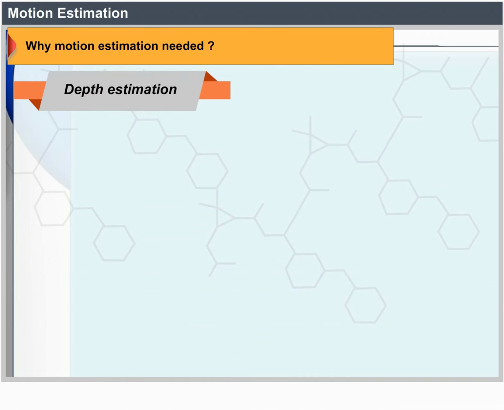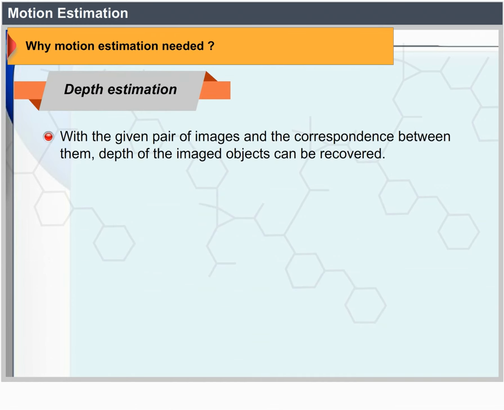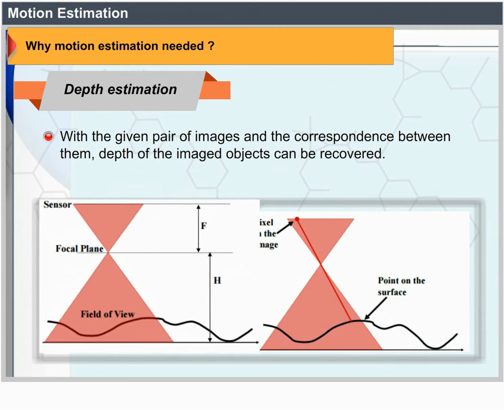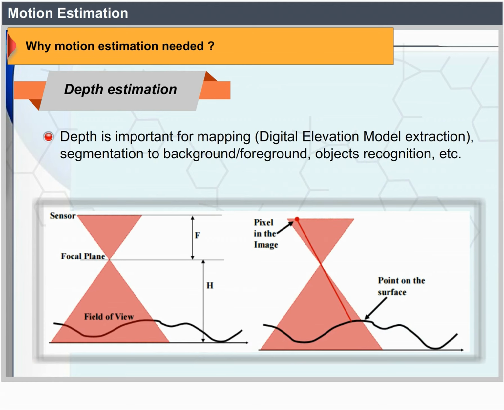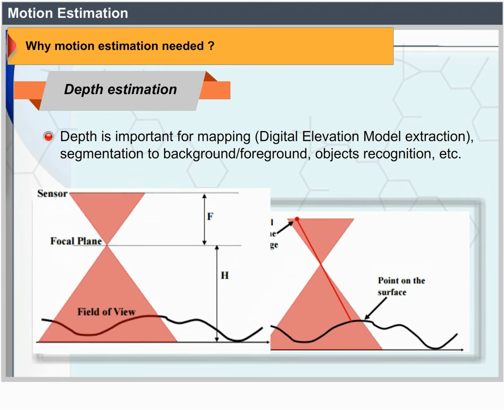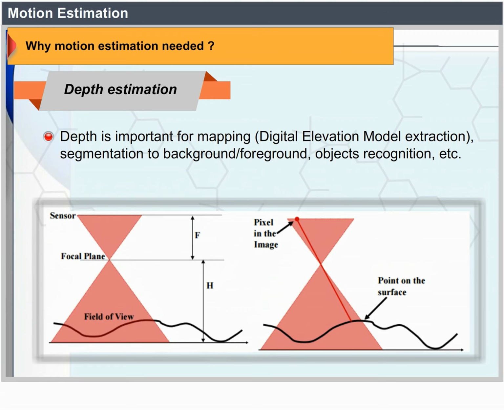Depth estimation. Given a pair of images and the correspondence between them, depth of the imaged objects can be recovered. Depth is important for mapping, digital elevation model extraction, segmentation to background, foreground, objects, recognition, etc. Representation of depth estimation can now be seen on the screen.